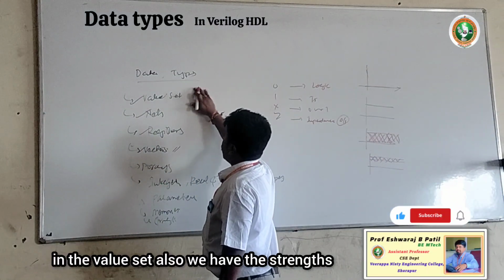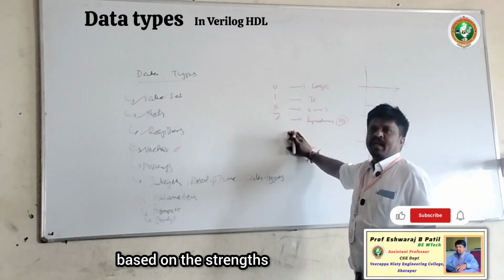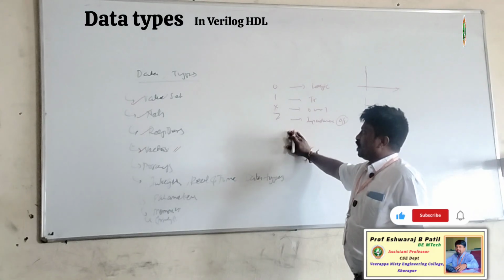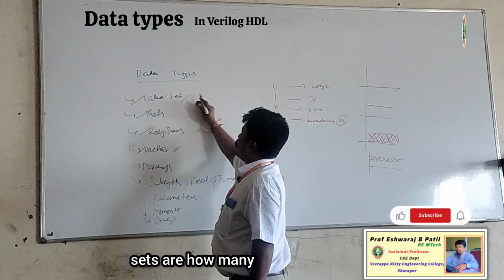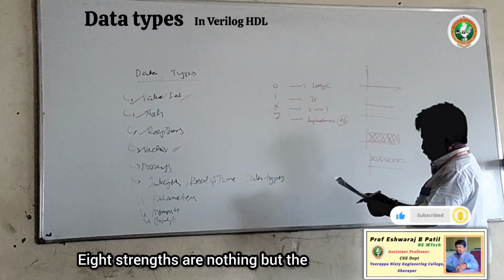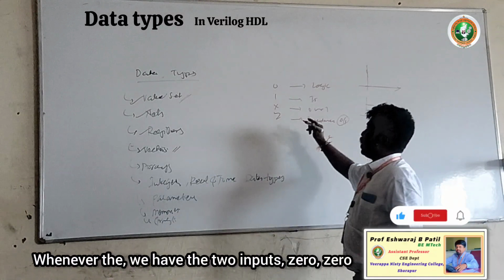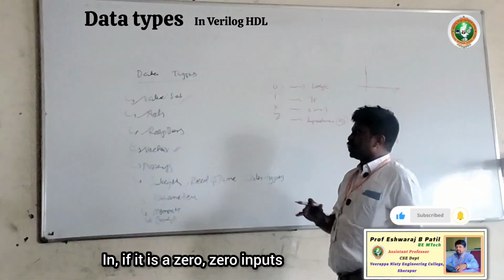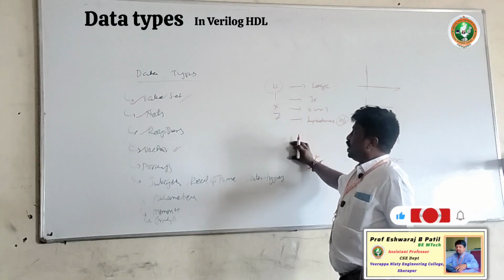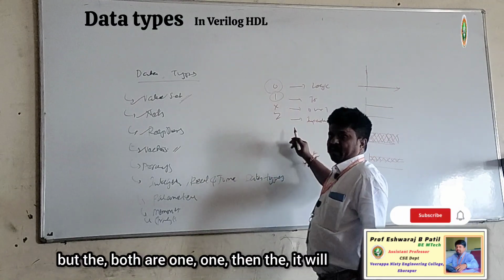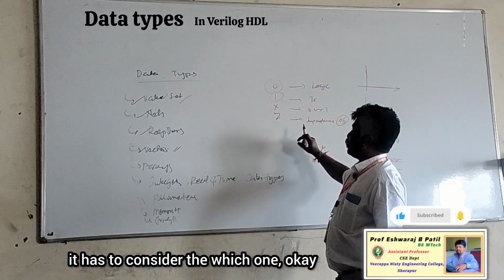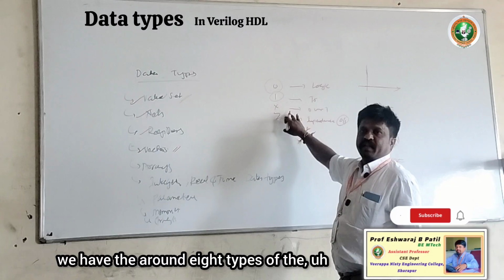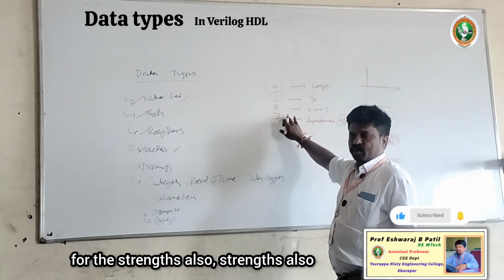And also in the value set we have the strengths. These value sets work based on the strengths. There are around 8 types of strengths. Value sets are how many? 4. 8 strengths are there. Strength is nothing but, whenever we have 2 inputs, 0, 0, then what will be my strength here? If my inputs are both 1, 1, then which one has to be considered? Based on these combinations of the value set we have 8 different types of strengths.